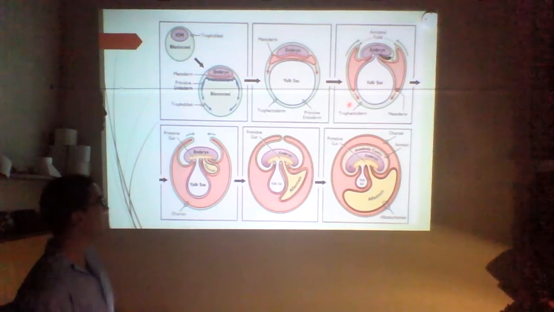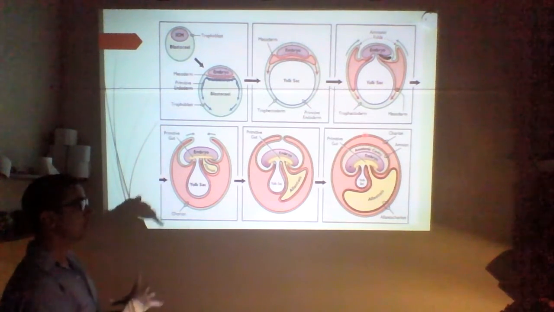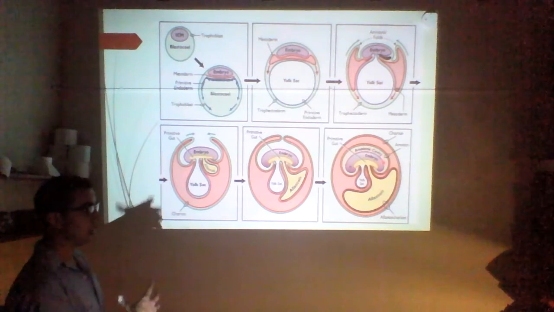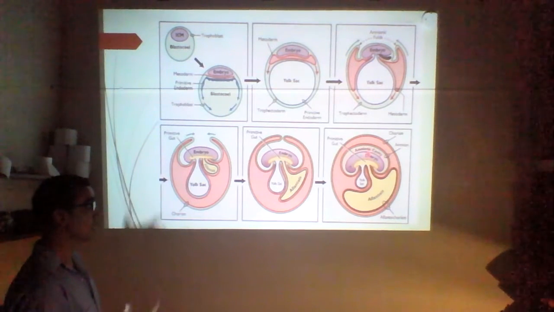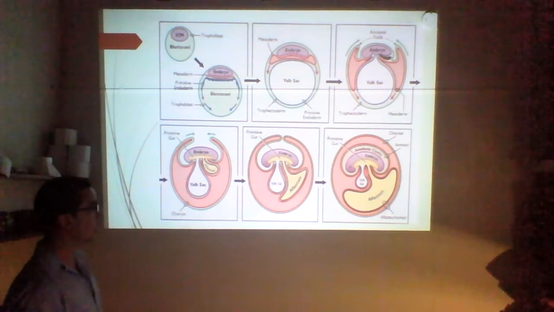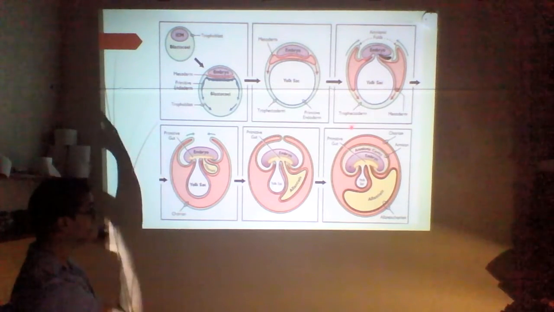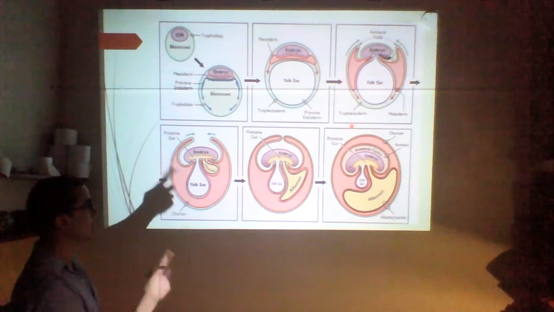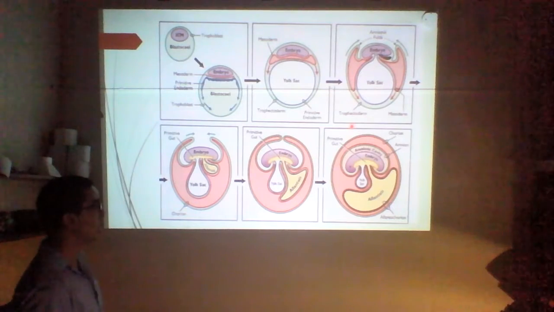So finally we have the embryo that is going to keep increasing in size, and we have the amnion, and the fusion of the trophoblast, the mesoderm, and the allantois is called allantochorion.